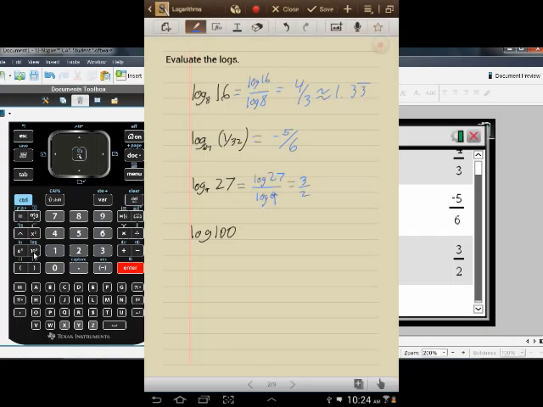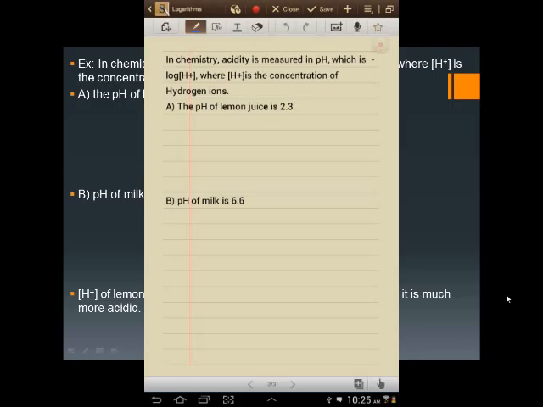And lastly, I have a common log of 100. Don't even need a calculator for this. Think about what logarithm means. What power do I need to take 10 to, to give me 100? Well, 100 is 10 squared, so the exponent was 2. That's how logarithm works.